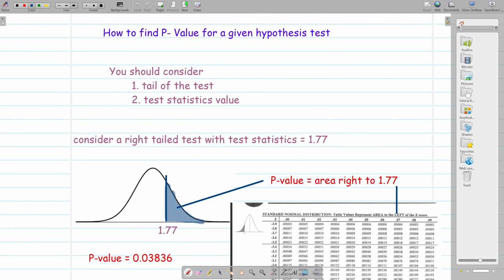Today we are going to learn how to find p-values for a given hypothesis test. To find that, you should consider the tail of the test and the test statistic's value. What you need is the tail of the test, and you should know what the test statistic is.